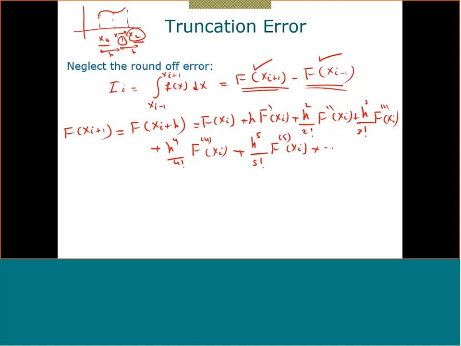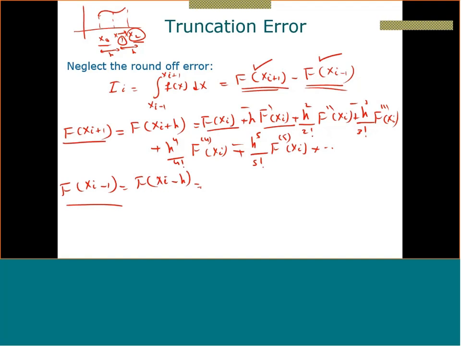Now, if I'd like to find f(x(i−1)), it will be exactly this formula, but this will be equal to f(x(i) − h). So I will substitute every h with minus h. This will become minus, this stays positive, this is minus, this stays positive, and this is negative. Now I have a formula for f(x(i+1)) and f(x(i−1)). Very good. Now let's move on here.